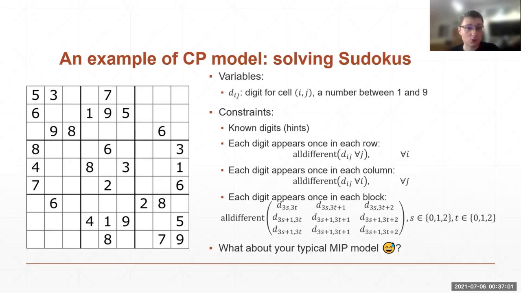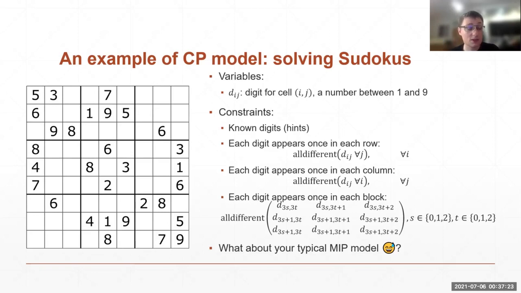So that's it for your constraint programming model. You have as variables the digit for each cell, which is just a number between 1 and 9. As constraints, you have the given digits, all the hints that you have. Then you have for each row a constraint that each digit must be different from the other digits in the same row. And that is already one kind of constraint that you can have in constraint programming.